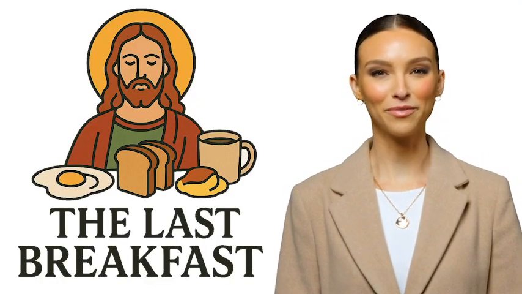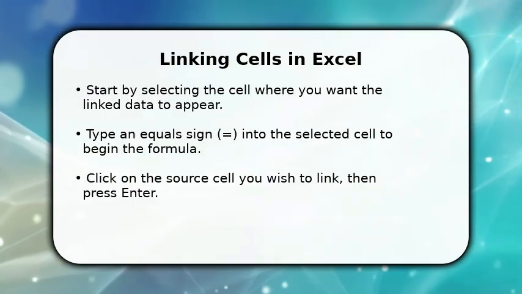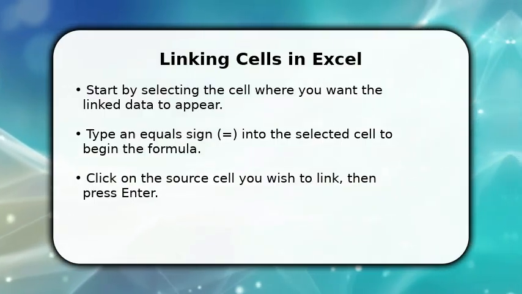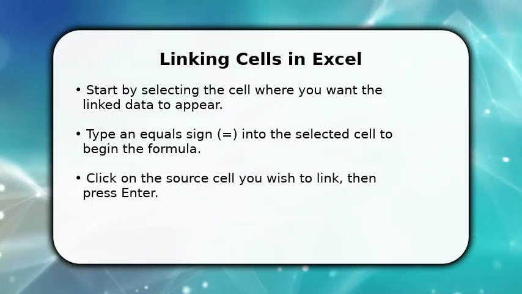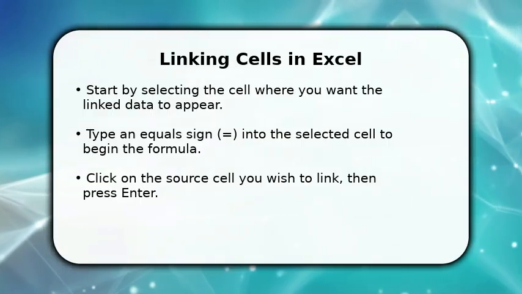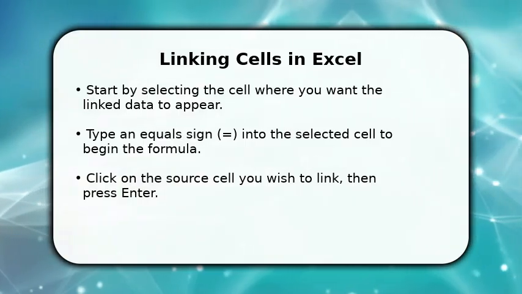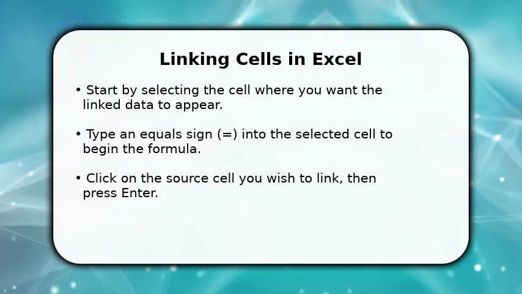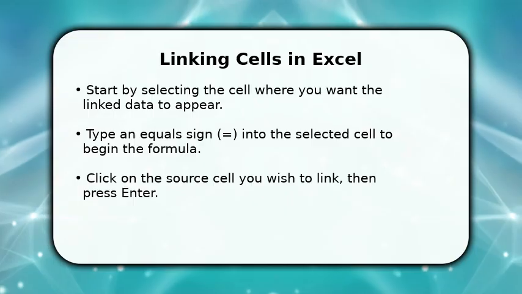Please enjoy the video. In this video, I will explain how to link one cell to another in Excel. To begin, select the destination cell where you want the linked information to display. Next, type an equals sign, which signals to Excel that you are entering a formula. Then, simply click on the specific cell containing the data you wish to link. Finally, press the Enter key to complete the process, and your cells will be connected.